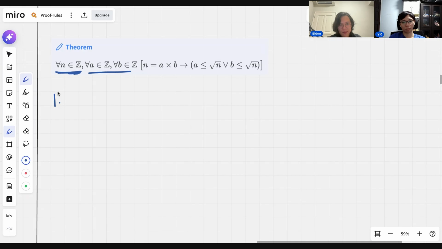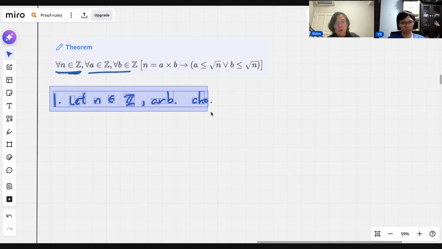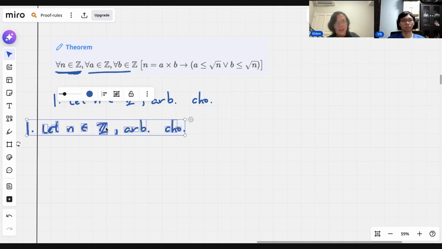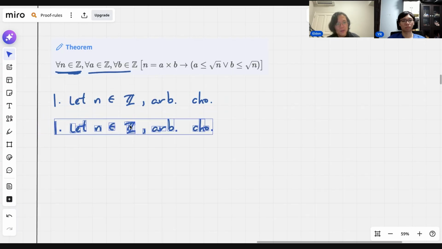So I'm still going to start off with the usual: let n be from Z, arbitrarily chosen. This part here has nothing to do with proof by contradiction. It's just that I need to prove a for all. So I'm just going to let n be from Z, arbitrarily chosen. I also need to let a and b be from Z, arbitrarily chosen. So let me do that now.